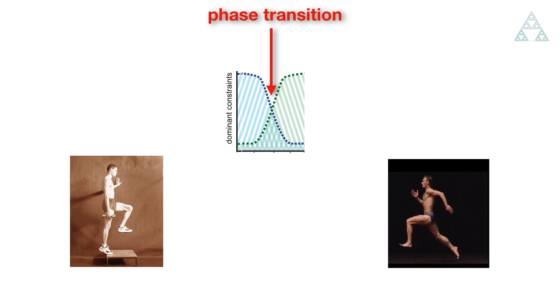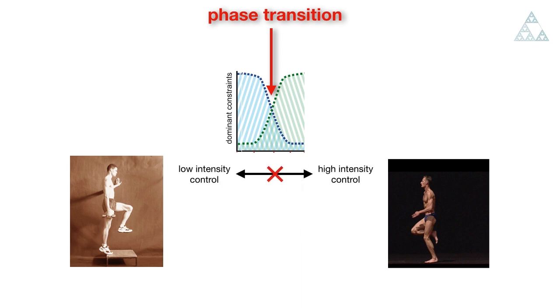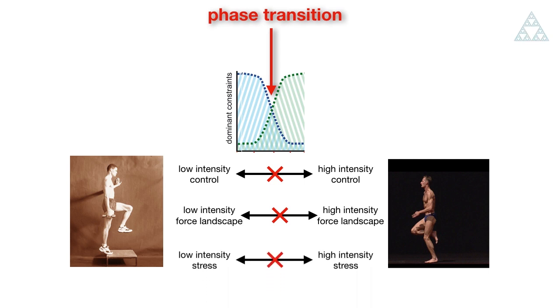Even when the postures in low and high intensity actions resemble each other, there can be phase transitions between the two modes that mean there is no common specificity. Analysing low-intensity control does not give insight into the high-intensity self-organisation of the organism. Internal force landscapes can be completely different between the two postures, and the stress on the body can differ substantially.